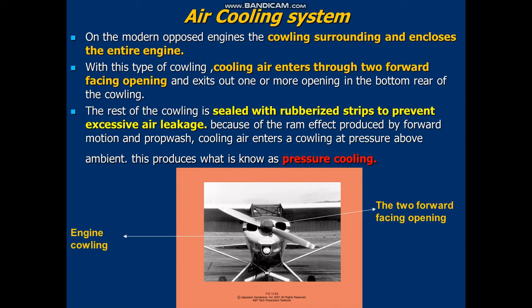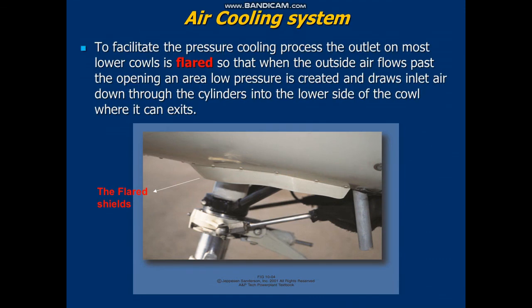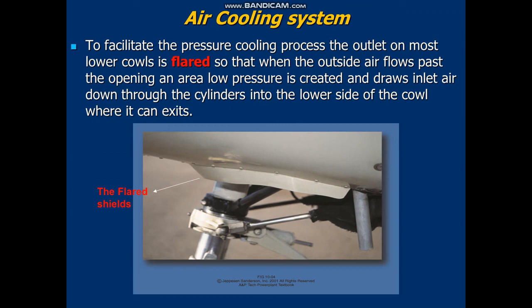Because of the ram effect produced by forward motion and prop wash, cooling air enters a cowling at pressure above ambient. This produces what is known as pressure cooling. To facilitate the pressure cooling process, the outlet on most lower cowls is flared, so that when the outside air flows past the opening, an area of low pressure is created and draws inlet air down through the cylinders into the lower side of the cowl where it can exit. And this is the flare of the cowling.